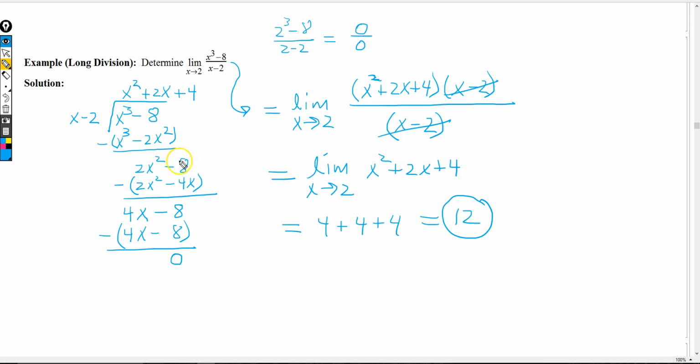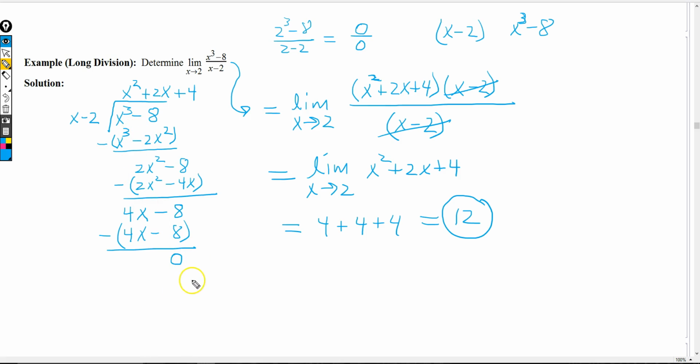We had to actually do some long division, and we recognized that because when we plugged 2 in for x up here, we got back 0. That indicates that x minus 2 is a factor of x cubed minus 8. And so then we could perform long division, and notice we got a 0 remainder.